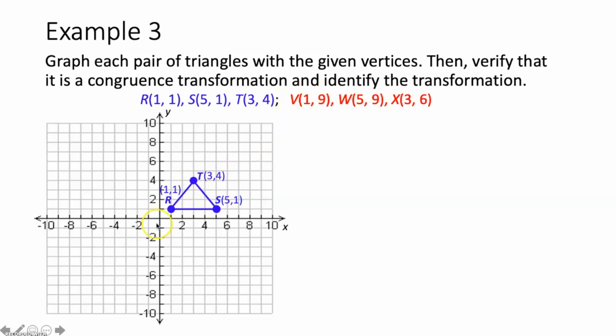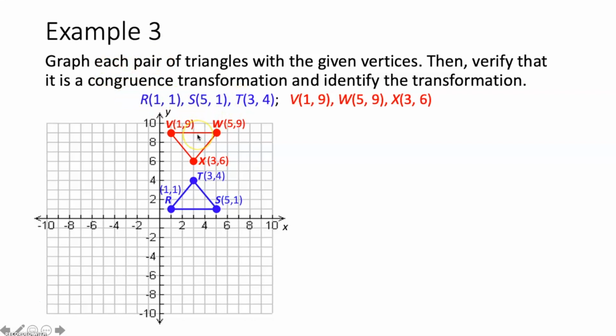Triangle VWX. We're going to graph point V. Point V is at 1, 9. We go over 1 on the x-axis, up 9 on the y-axis, put a point. Point W is at 5, 9. We go over 5 on the x-axis, up 9 on the y-axis, put point W. Point X is at 3, 6. We go over 3 on the x-axis, up 6 on the y-axis, put point X. There is triangle VWX.